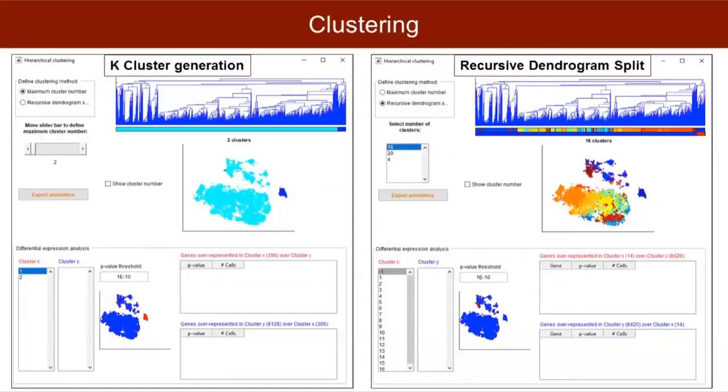Okay, how to define the clusters? And the million-dollar question, what is a good number of clusters? The clustering algorithm is based on hierarchical clustering and identifies statistically significant clusters. DataView software has two clustering methods available, both based on the dendrogram. Maximum cluster number on the left side, where you can define the number of clusters based on what you know about the biology of the populations, and recursive dendrogram split on the right side will give you different optimal number of clusters. So the criteria for choosing the number of clusters can be both mathematical and biology based.